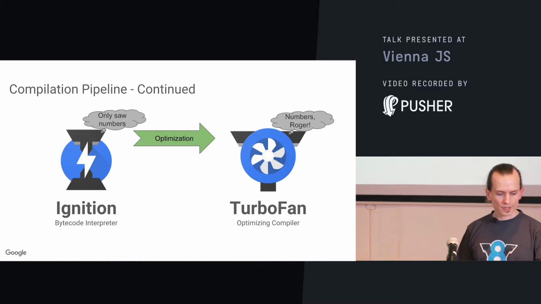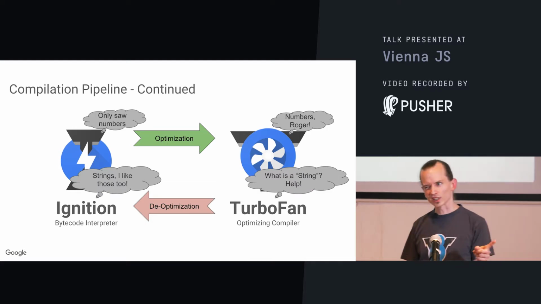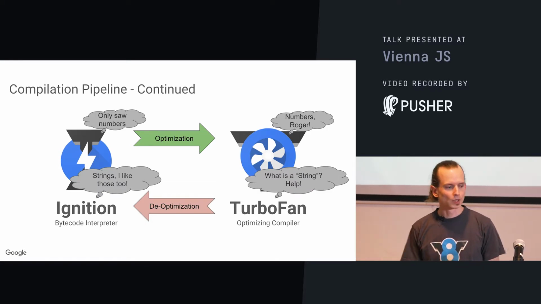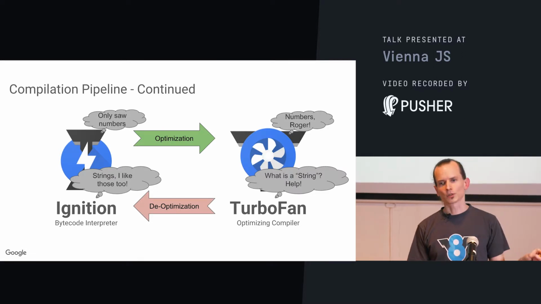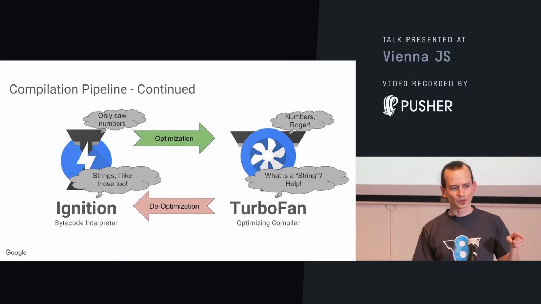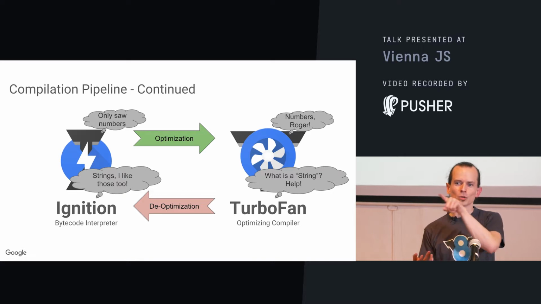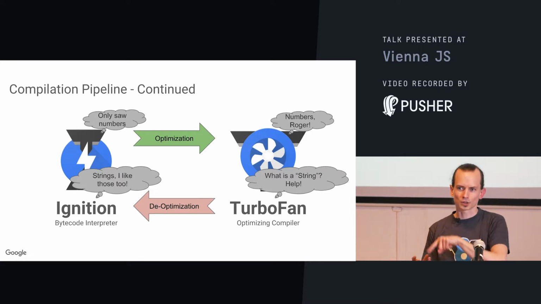And that's where it gets a little bit hairy, because then Turbofan is out of luck. Turbofan is like, I don't know how to handle strings. So it needs to de-optimize back to Ignition. And you already see that there is a cycle forming here. So if we are not careful, we basically could run in cycles for a long time.